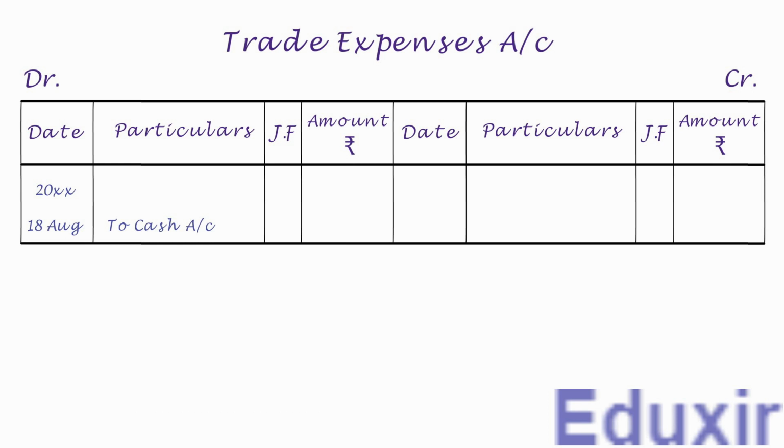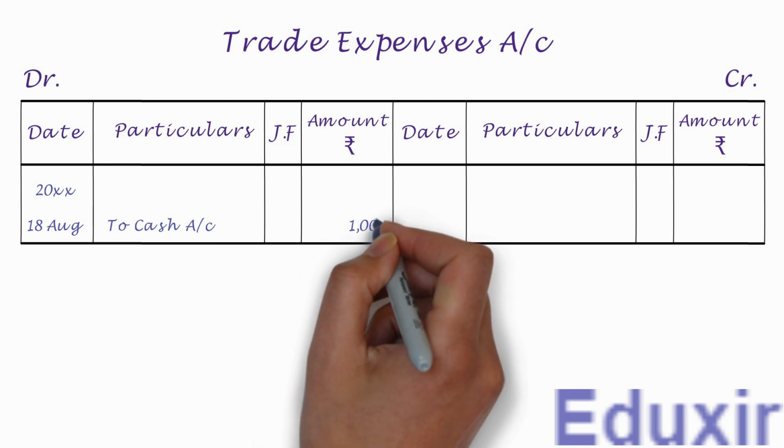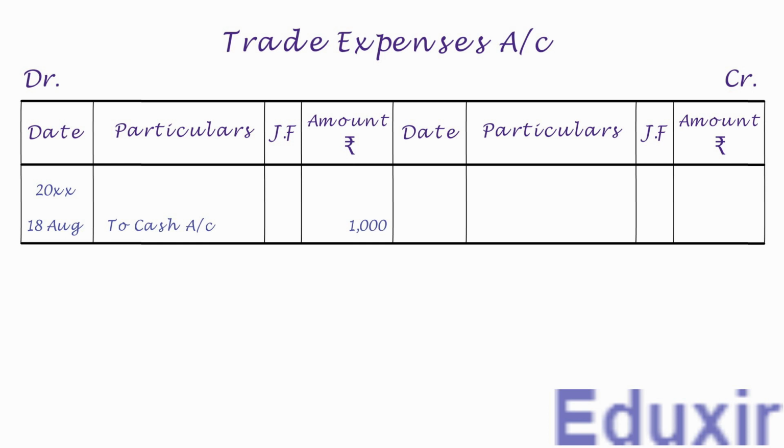Let us write the debit amount of 1000 rupees into the amount column. With that, we have completed the posting of this journal entry into the trade expenses account. Let us now take up the next entry.